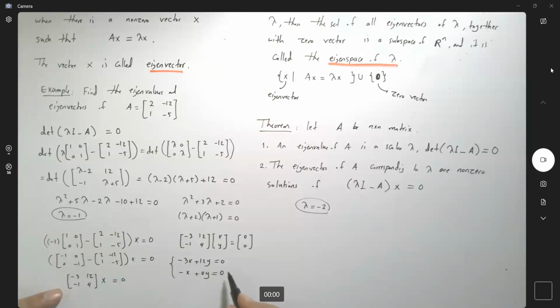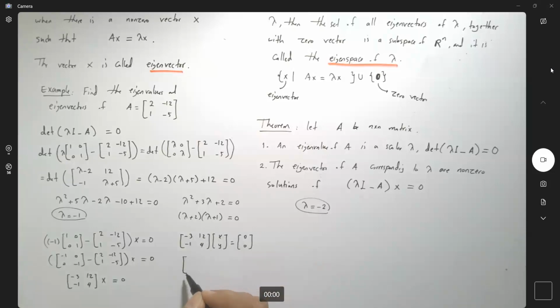So what's the meaning of that? It means that x is equal to 4y. If I substitute this here, -12y plus 12y is equal to 0. 0 is always equal to 0, so the system is consistent with infinitely many solutions. So basically, if I want to write this in terms of, for example, a new parameter like t, I have the following.